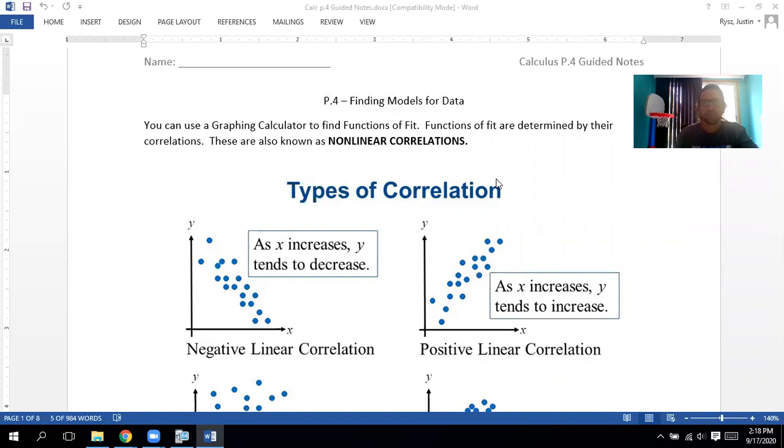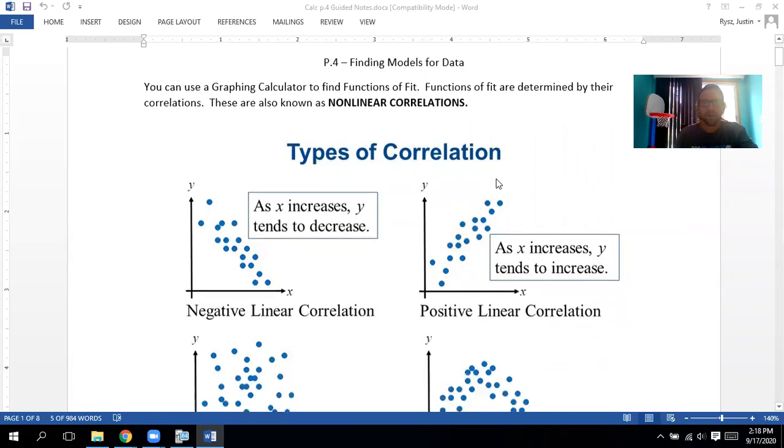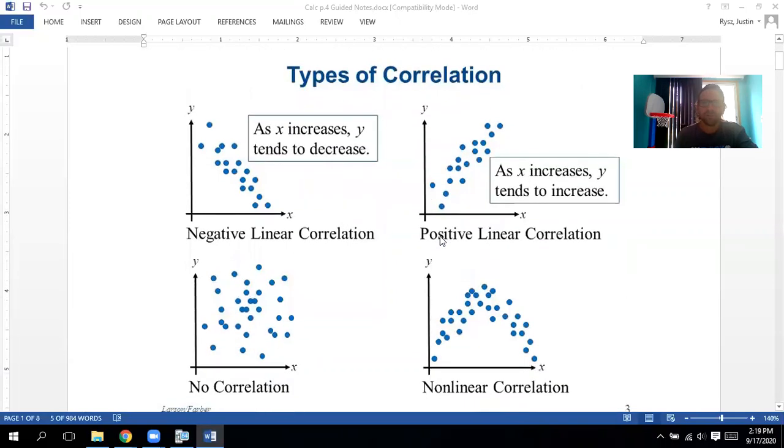So what we're going to be doing is looking at models of fit. When we do labs, our data won't be exact, but we can use those models to help predict some things and do some other things with it. So we're first going to make sure we understand what a correlation is.